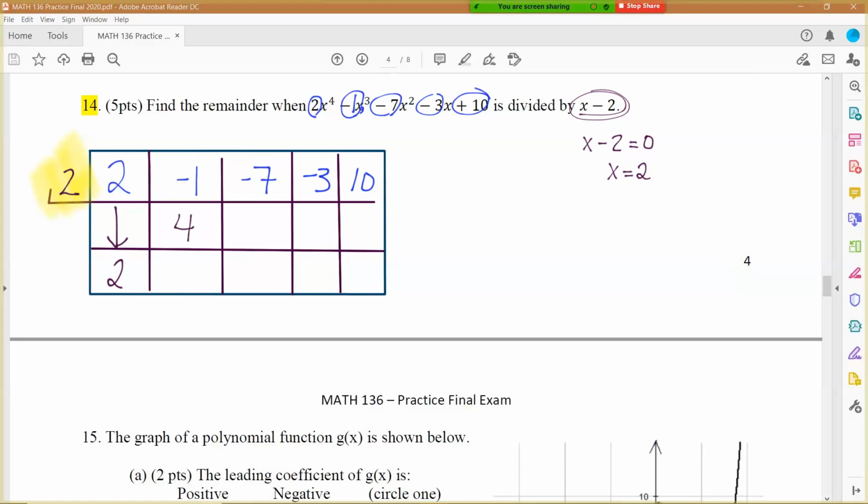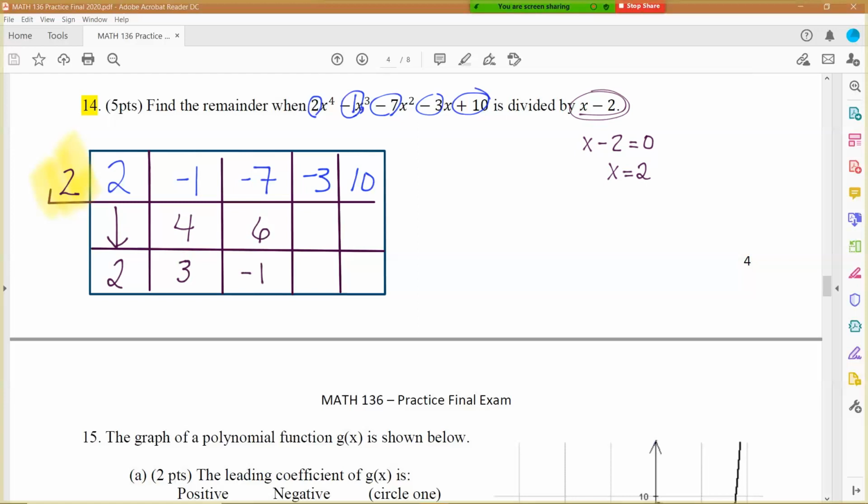How do I get the number at the bottom? -1 plus 4 is 3. How do I get back to the middle? Multiply to get the middle. 2 times 3 gives me +6. We're just multiplying and adding, multiplying and adding. So we multiply now, we want to add: -7 plus 6 is -1.